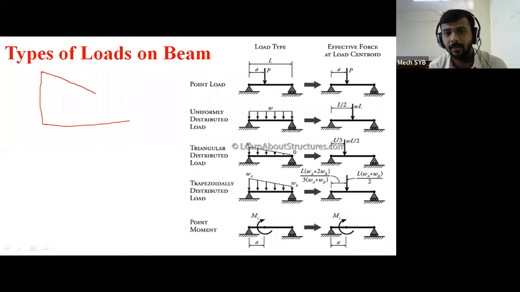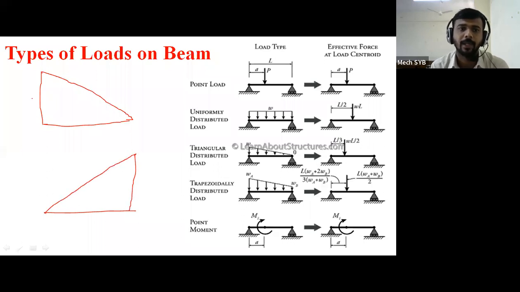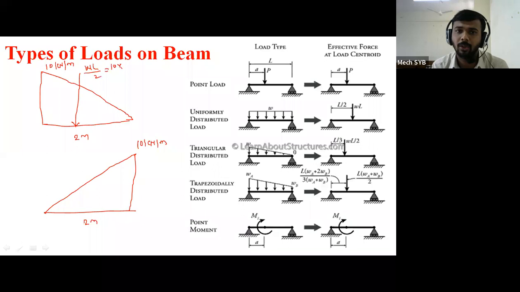This is UVL, okay, and this is also UVL, meaning the opposite side. So this is 10 kilonewton per meter, its length is 2 meter, and this one is also 10 kilonewton per meter with length 2 meter. Now we need to convert that into point load. So what do I do? W into L divided by 2, that is 10 into 2 divided by 2, the 2 will cancel. This is 10 kilonewton point load.